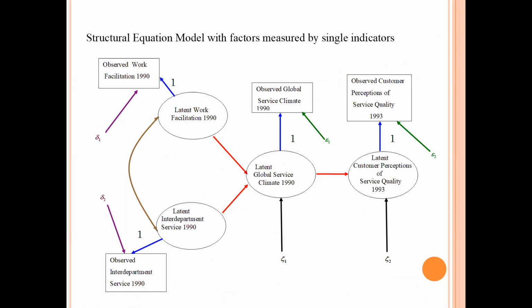You can also have a structural equation model where each latent variable is measured by a single indicator. This is an example. It's not ideal that latent variables are measured by single indicators because then you can't separate the measurement error. It's better if you have at least three measures of each latent variable.